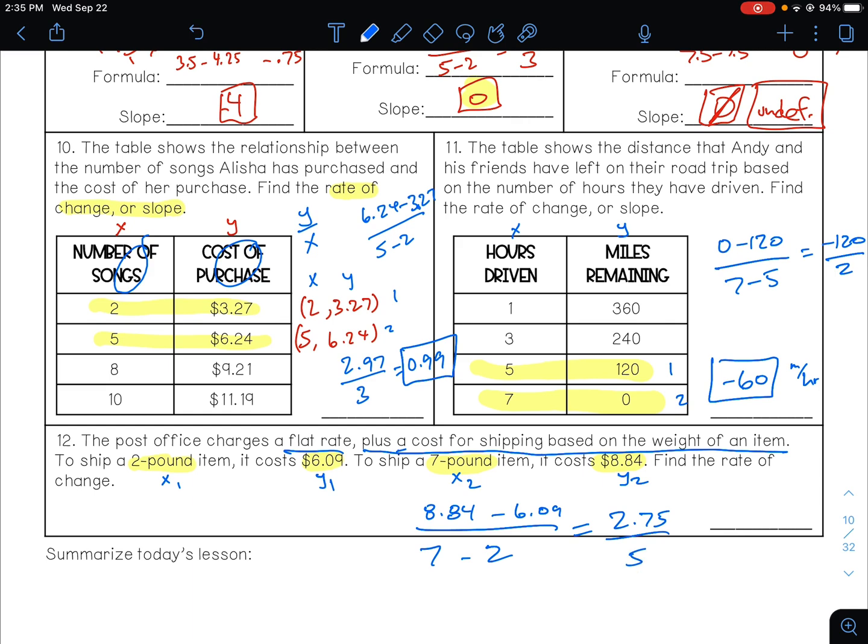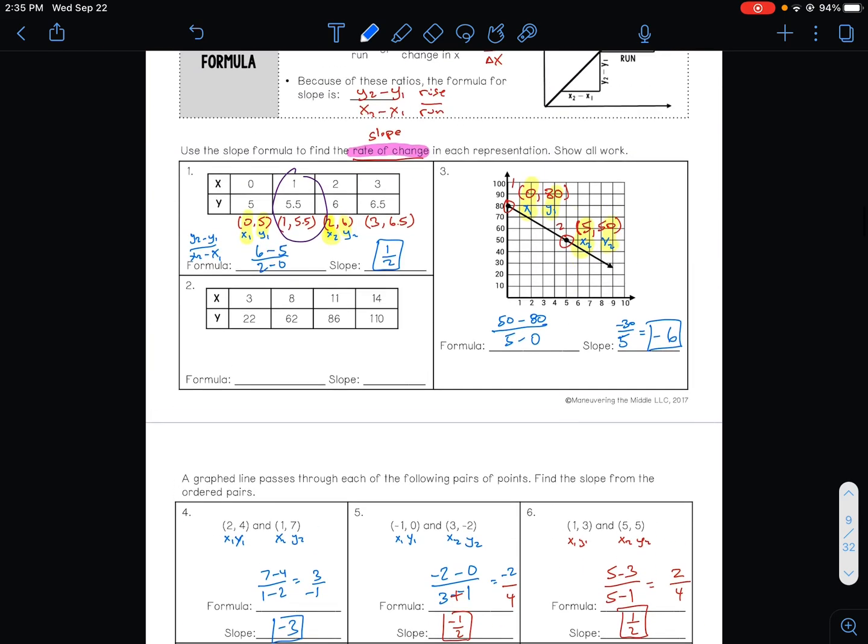So that's like 2.75 for every 5 pounds. Let's divide that. So 2.75 divided by 5 gets you 0.55. And what that means is the cost is 55 cents per pound, per 1 pound. And that's it. That is how you use the slope formula.